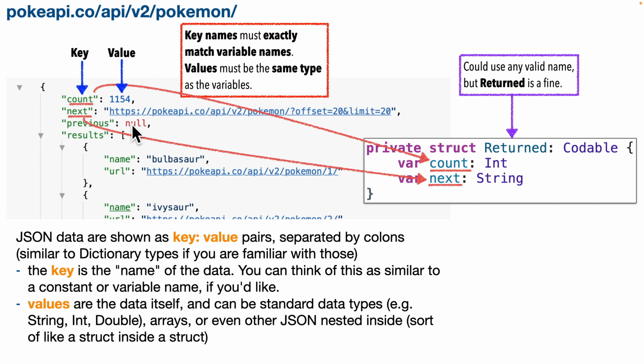But since there's no previous page, since this is the first page, that's why it says null. Null is JSON speak for nil in Swift. Well, eventually we're going to get page after page of Pokemon, and when we get to the very last page of Pokemon, this next value is going to be null too.